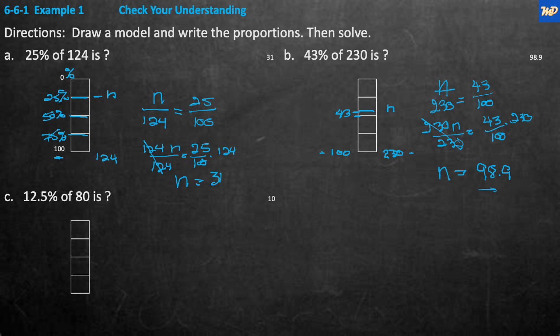Okay, and then we're going to do the same thing in C. 12.5% of 80. So 80 is the of part, which means it's the whole item, just like we've been doing. I'm going to put the whole numbers on the right. So 80 is down here on the bottom, and 100% is opposite it. So 80 is 100% of the whole item. And they want to know what 12.5% of the whole item is. Well, this is 25%, so 12.5 is going to be right here in the middle. 12.5 is right there.